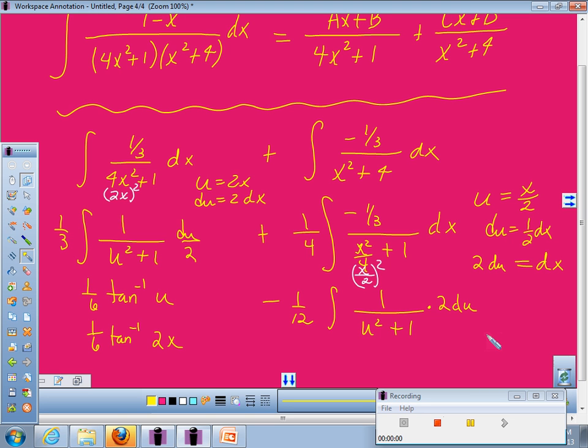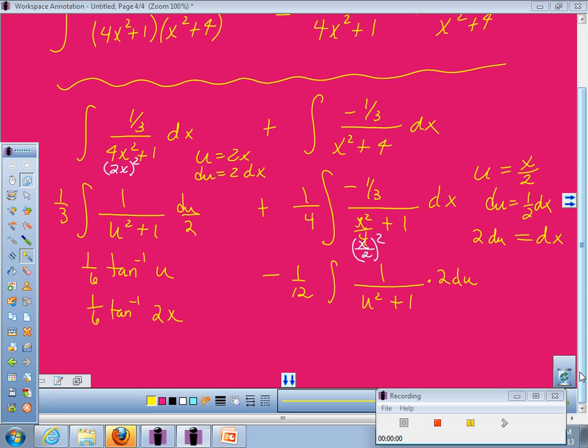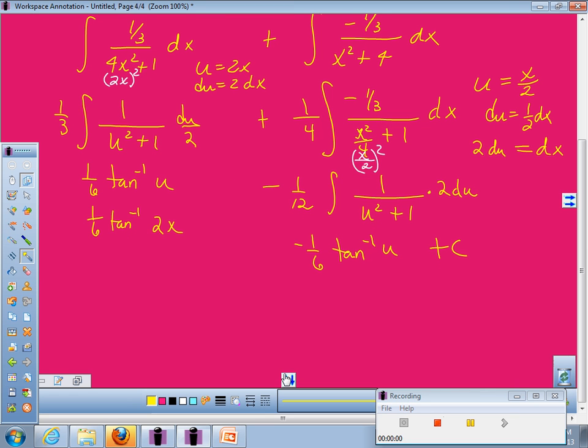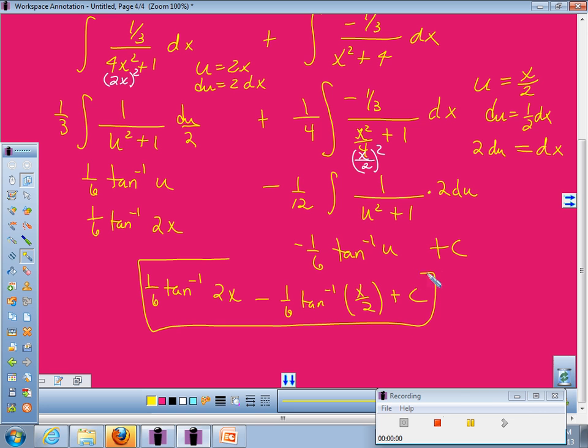The 1/4 and the 1/3 on top made a 1/12. And so if I was to actually finish that problem then, I'd pull the 2 out front, which would make this a 1/6, but I would now have another inverse tangent of u here, which I could then go ahead and change into a 1/6 inverse tangent of x over 2. And then if I pull down what I originally solved for on the right, I have a 1/6 inverse tangent of 2x, and there would be my solution.